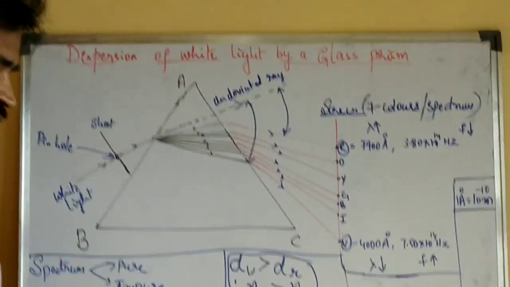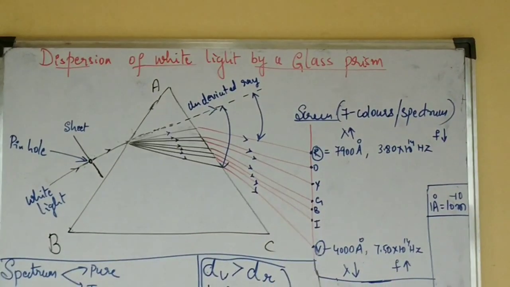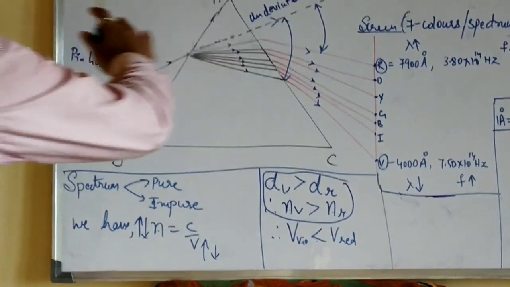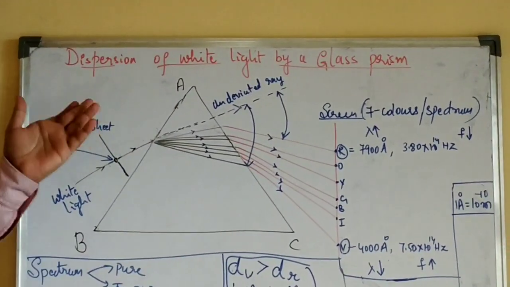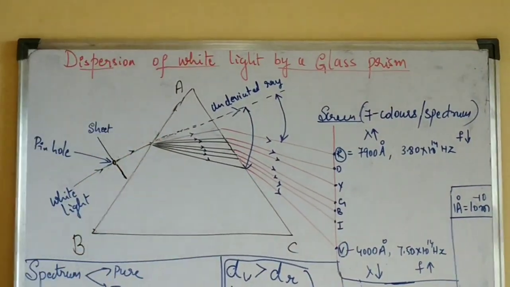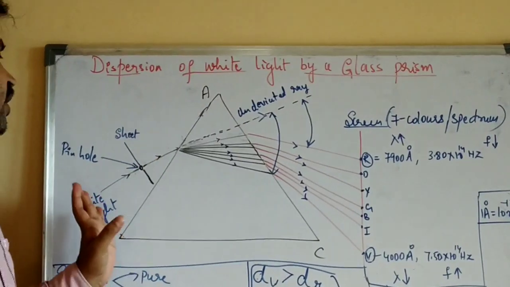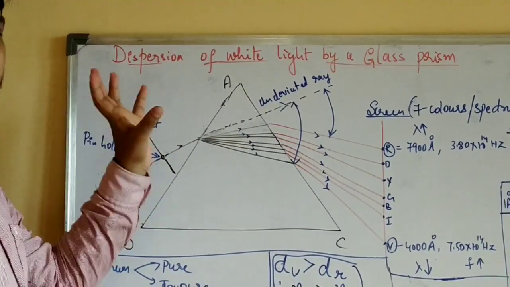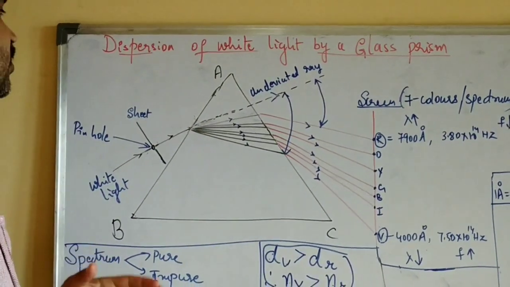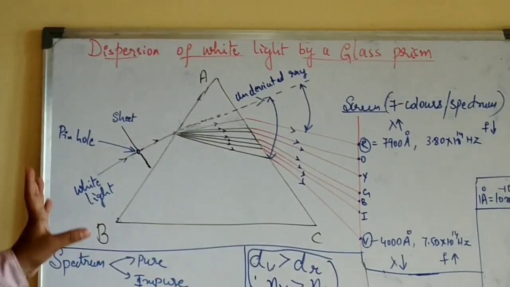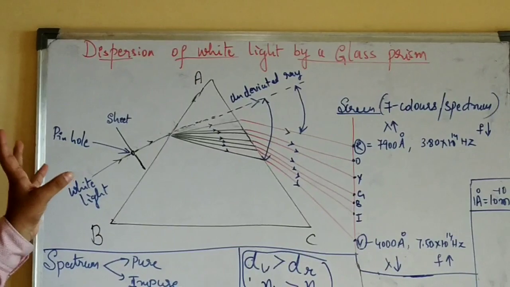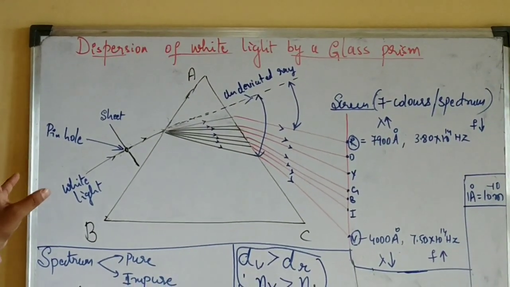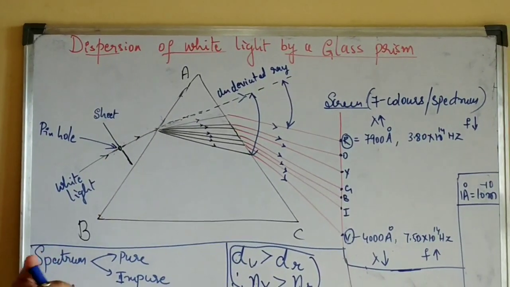So these are the important conclusions or observations that we can make in the dispersion of white light. Now, what is the cause for dispersion? The cause is mainly the different wavelengths present in the white light. Dispersion happens only because white light constitutes different colors, or different wavelengths. So that is the reason for the dispersion.